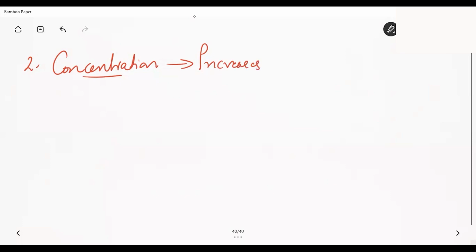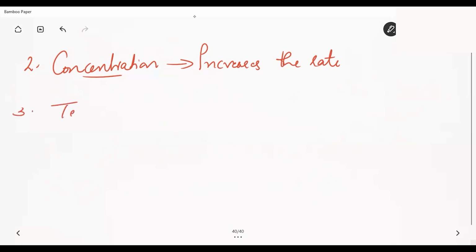Then the second one is the concentration of the reactant. As the concentration increases, what will happen? The rate also increases. Why? As the concentration increases, more particles will be there, so there will be more collisions, so more successful collisions will be there. So automatically the rate will increase.